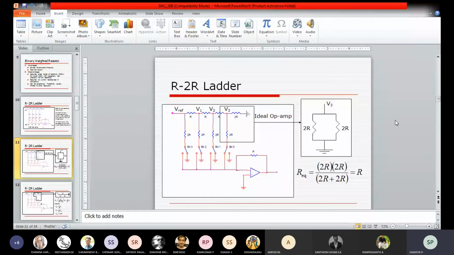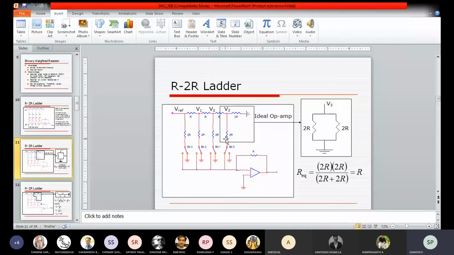Here is the ideal operational amplifier circuit. Here all the bits will be 0. All bits being 0 means B3 is connected to ground potential, B2 is connected to ground potential, and B1 is connected to ground potential. The least significant bit, B0, is connected to the 1 V reference. So we are getting the V reference signal fed to the inverting input terminal.